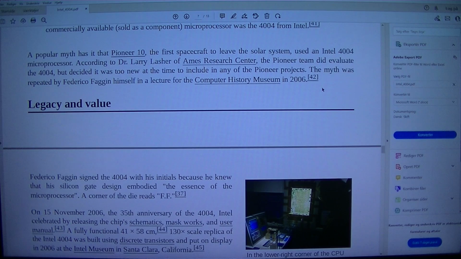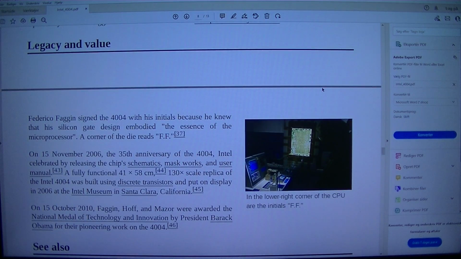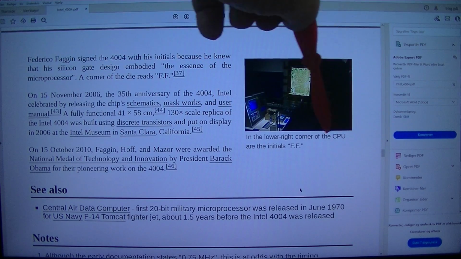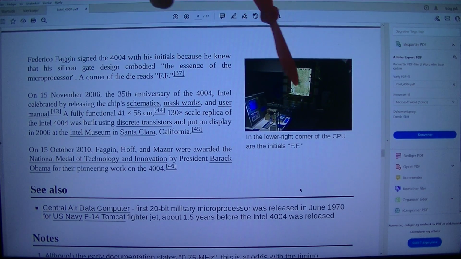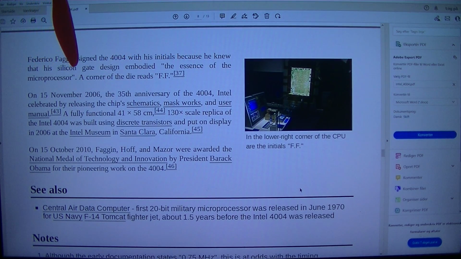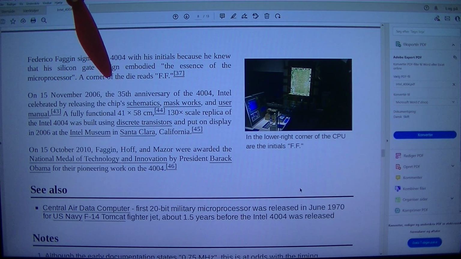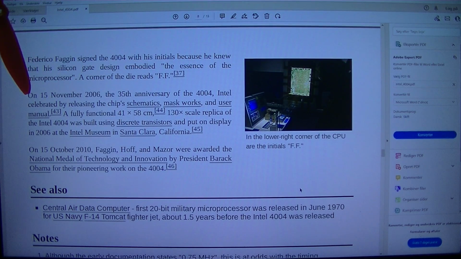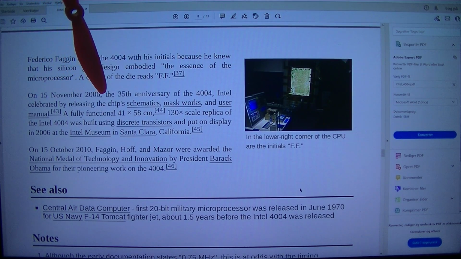42, Legacy and Value. In the lower right corner of the CPU are the initials FF. Federico Faggin signed the 4004 with his initials because he knew that his silicon gate design embodied the essence of the microprocessor. A corner of the die reads FF. 37, on the 15th of November, 2000.